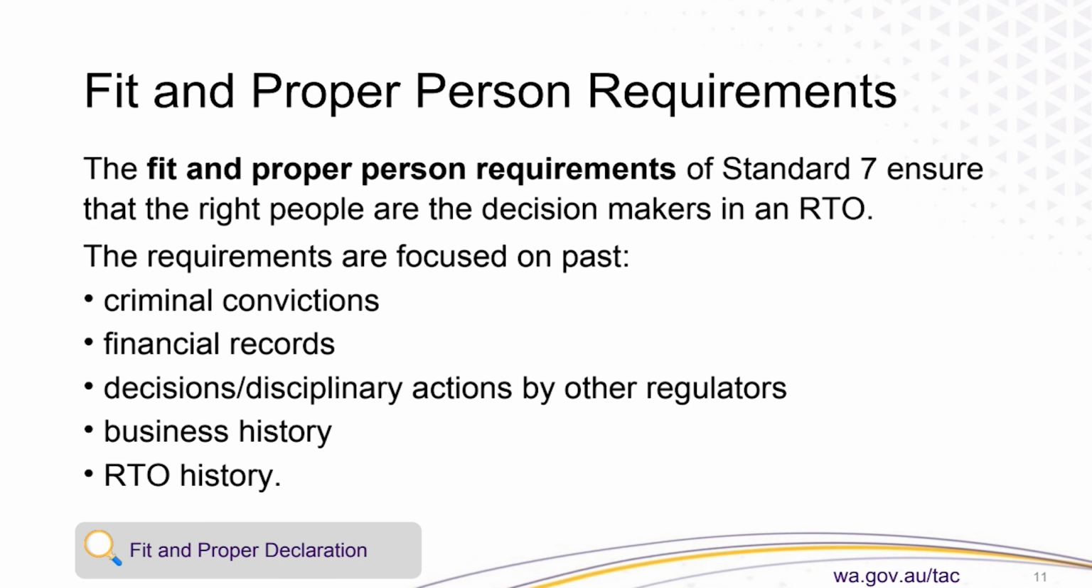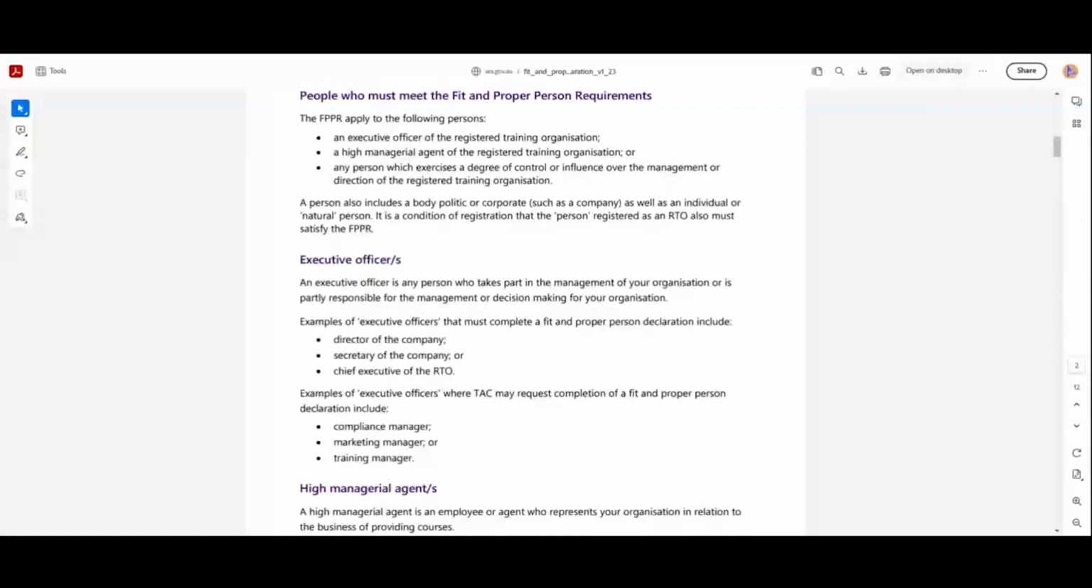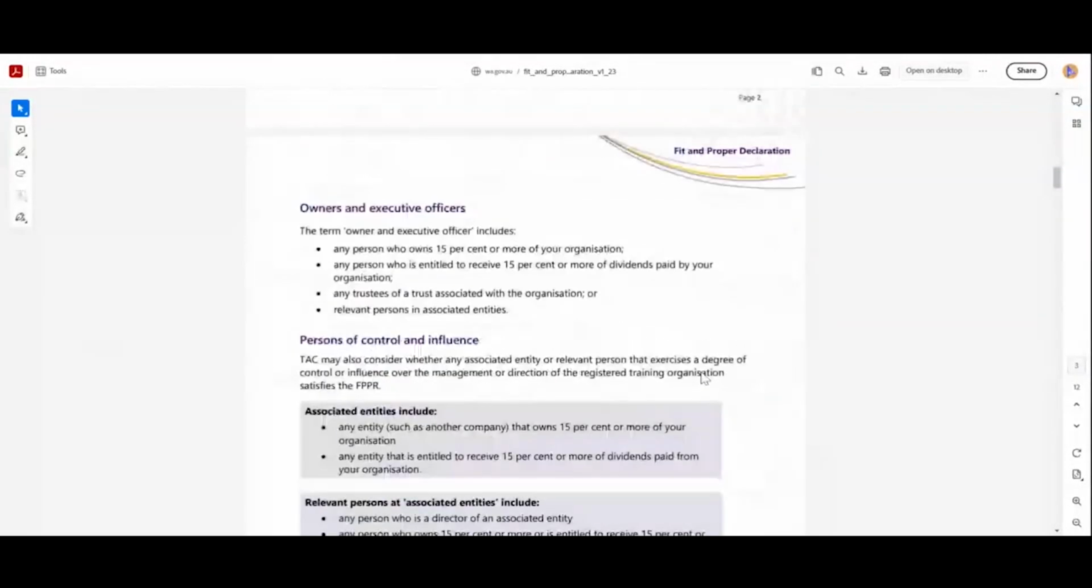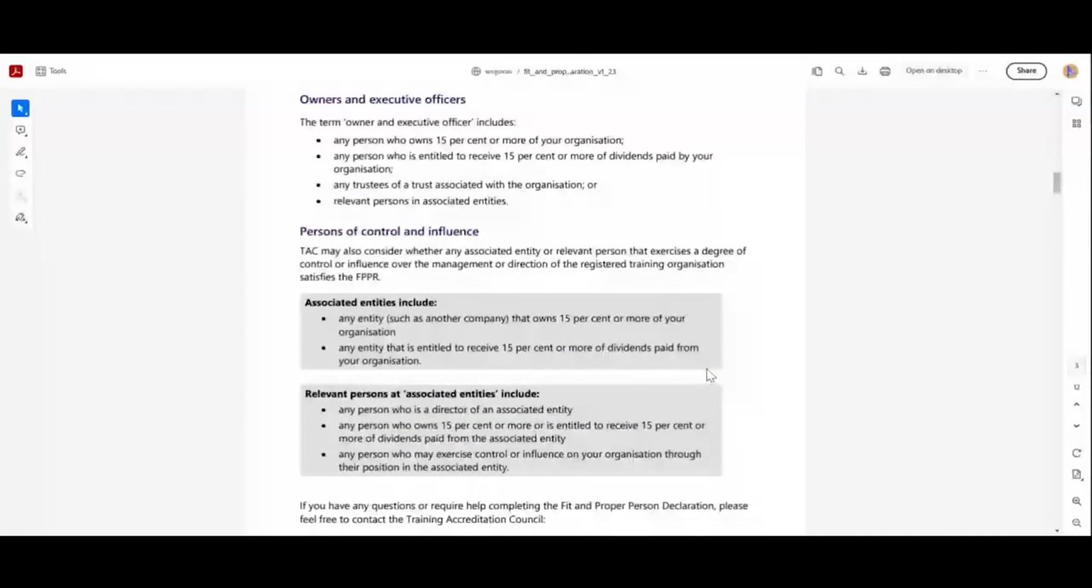When we think about who the fit and proper persons requirements apply to, most of us can easily understand that the legally responsible person in the organisation, this applies to them. We have got the executive officer, that's the legal person, high managerial agent of the organisation, and then we have got any person who exercises a degree of control. Now, this is a really important point, because what we see here is this acknowledgement that it's not just the people who sit at the top of an organisation who can impact on how the organisation is running. So people who have control or influence have now been included in the fit and proper persons requirements.